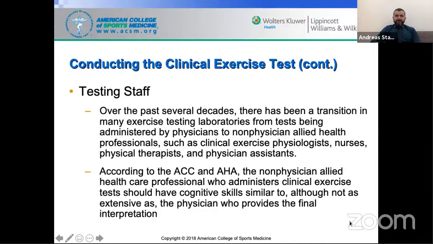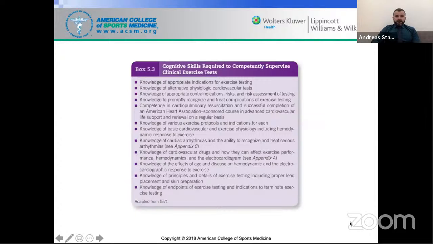So lately we have non-physician professionals, for example, clinical exercise physiologists, that can take part in this kind of testing. They can actually administer this kind of testing, and it's fine as long as they understand what is part of their profession and what is not, and as long as the physician will provide the final interpretation.